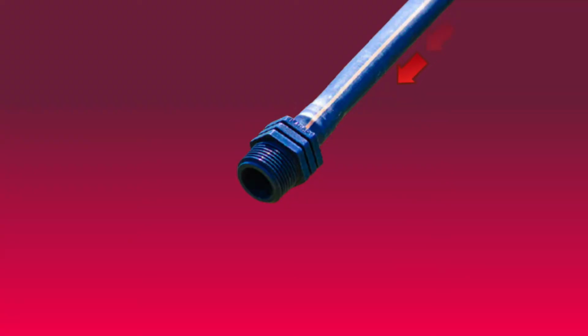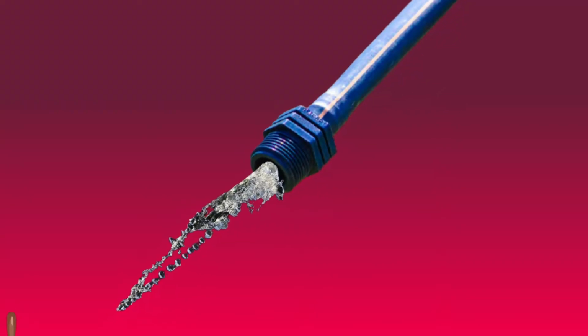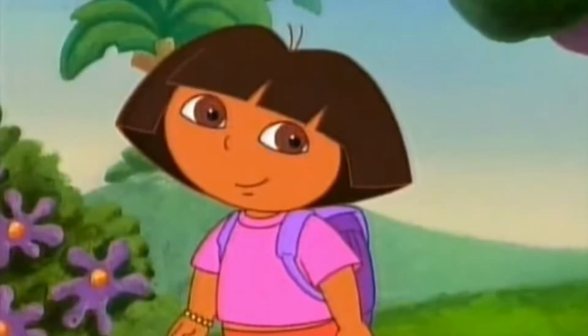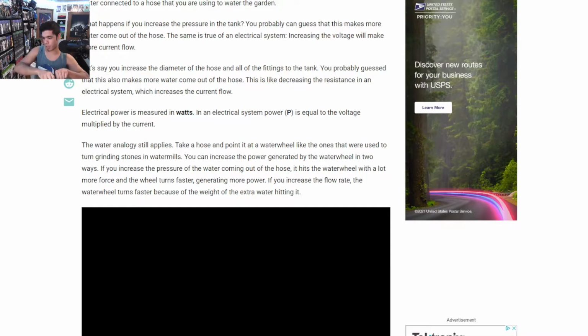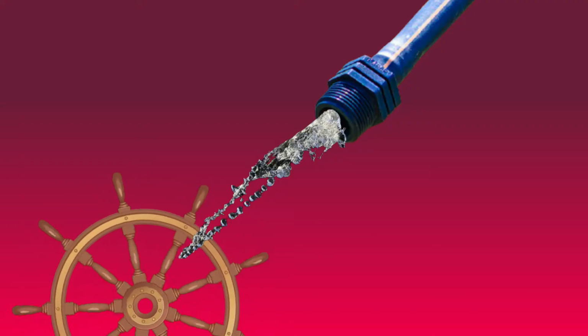The first way is by increasing the water pressure coming out of the hose and onto the water wheel, which we determined is volts, because if you increase the water pressure as it hits the wheel, it causes it to spin faster. So that's the first way.